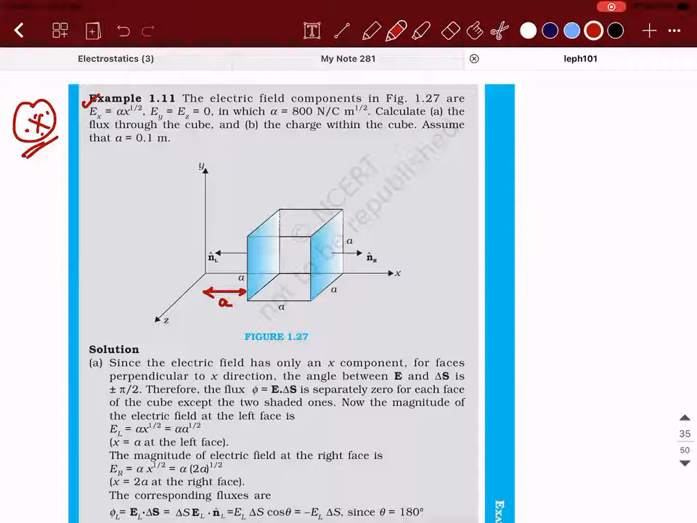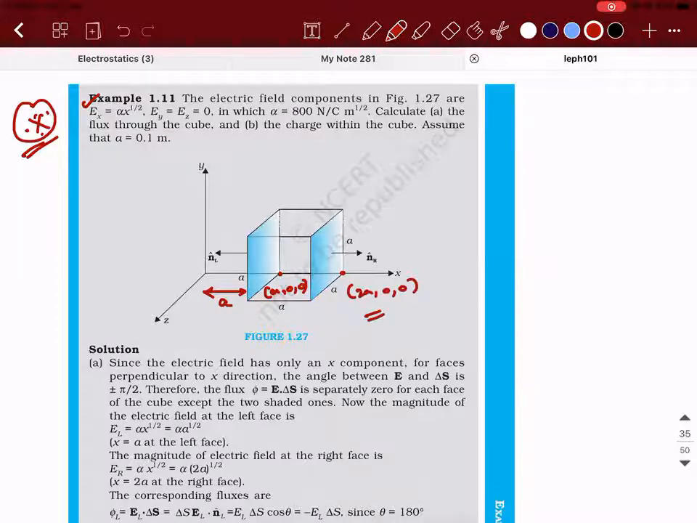Anybody with the answer? I'm assuming that the first step is clear. Ex is equal to alpha into x power half, right? What is that x doing there? That is the first thing you need to crack. Okay, I'll come to that. What is going to be the coordinate of this point? A comma 0 comma 0. What is going to be the coordinate of this point? 2a comma 0 comma 0.